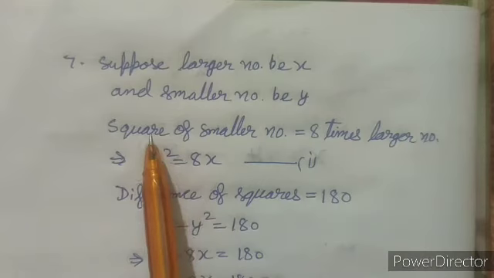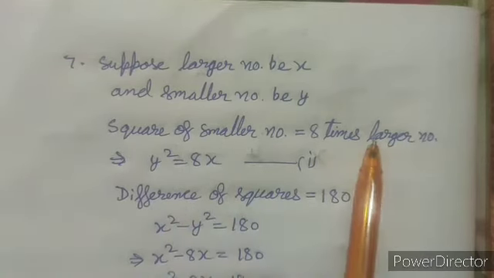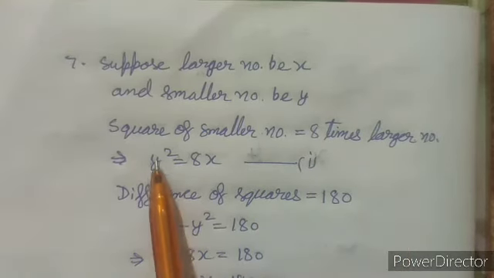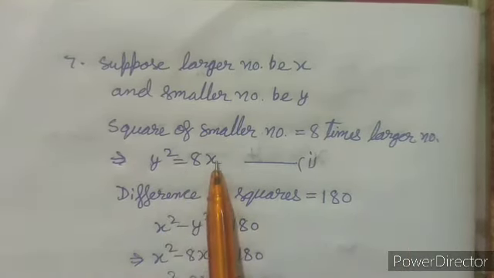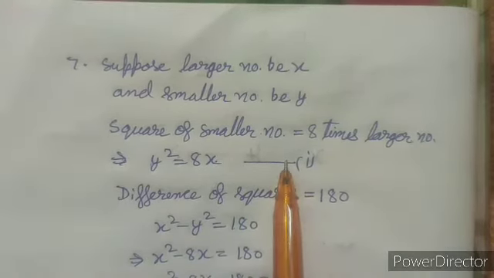Now here it was said that the square of the smaller number is 8 times the larger number, and the smaller number was y, so the square of y is 8 times the larger number, that is equal to 8x. Now this is our equation first.